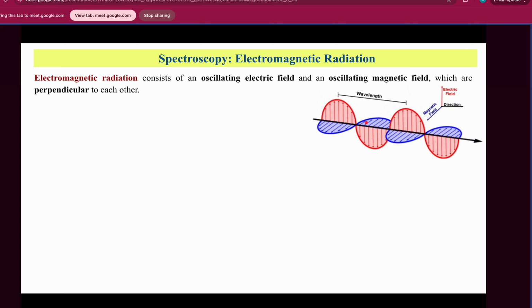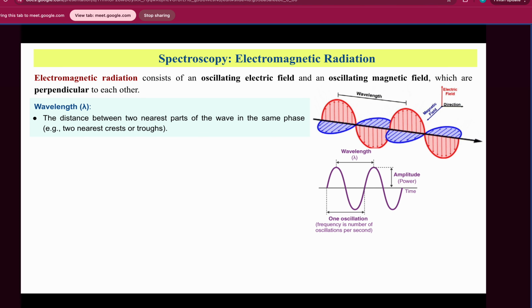So they are perpendicular to each other, and this is the direction of propagation. Propagation means to which direction it is passing. Now we'll look into other terms which are associated with these radiations. The first term is wavelength.